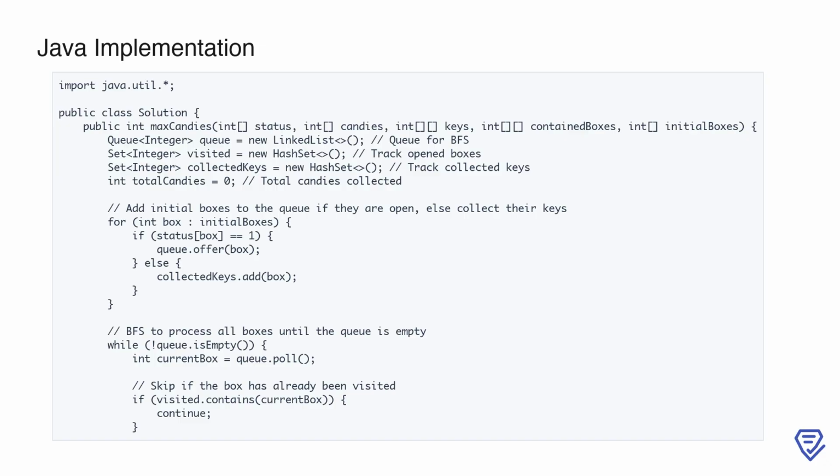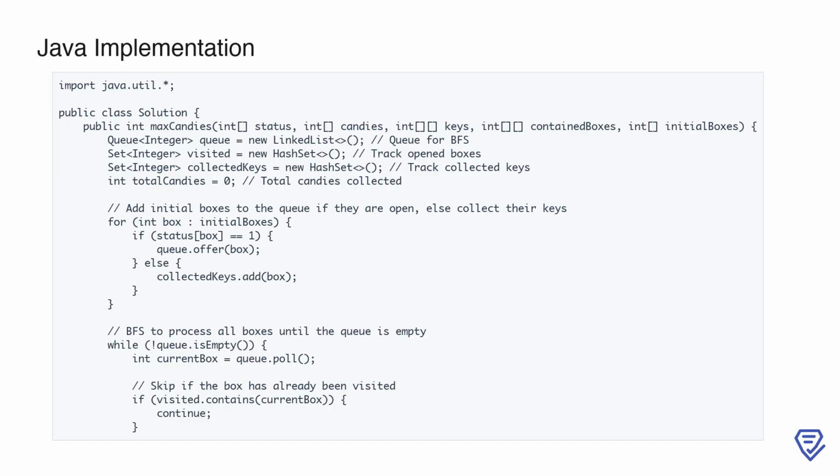The method maxCandies takes several arrays as input, representing the status of the boxes, the number of candies in each box, the keys contained inside the boxes, the boxes contained within other boxes, and the list of initial boxes we have access to. To manage our exploration, we initialize a queue for a breadth-first search, or BFS, along with two sets, one to track the boxes we've already opened and another to store the keys we collect along the way. Additionally, we define a variable total candies to keep track of the candies we collect.